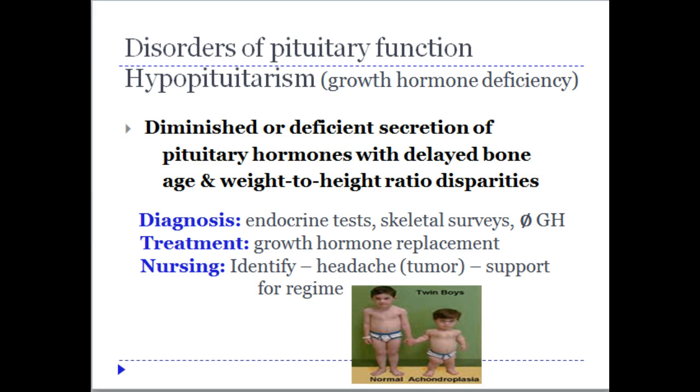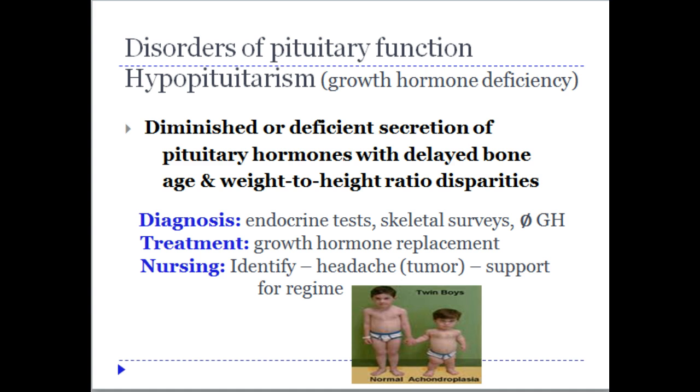So just a quick review, the anterior pituitary secretes the growth hormone, TSH, ACTH, prolactin, LH, and FSH. The posterior pituitary secretes your antidiuretic hormone and oxytocin.